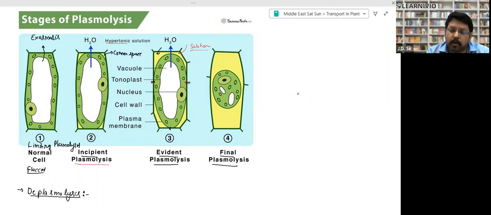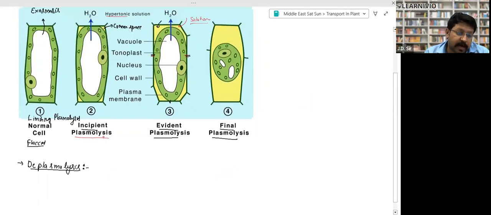Not possible. Look, if plasmolysis is done and immediately after the plasmolysis you place the cell in water, that will get reversed, but after some time it will not be reversed, right? So the reverse process is called deplasmolysis, right? Note it down.